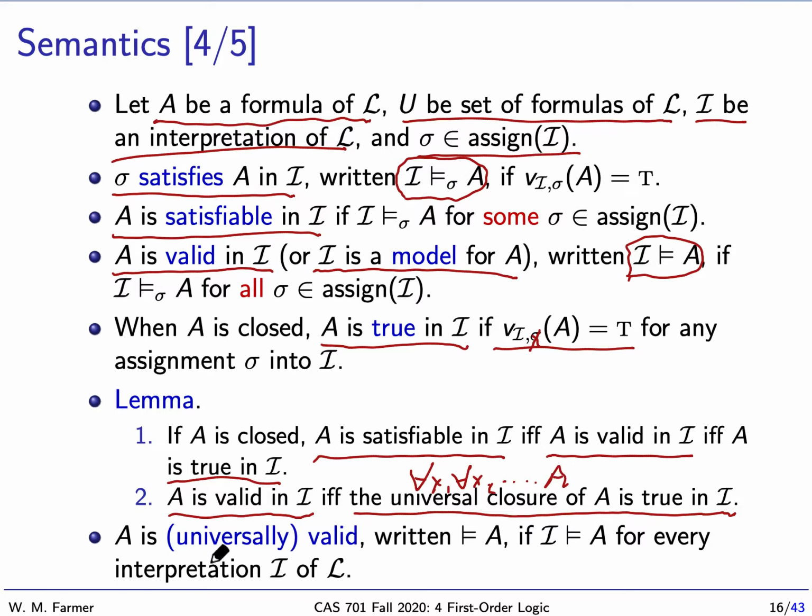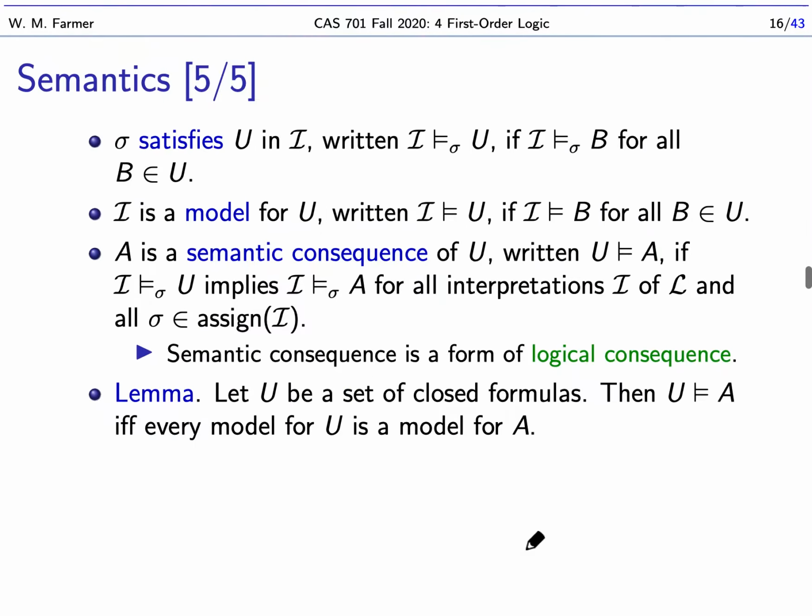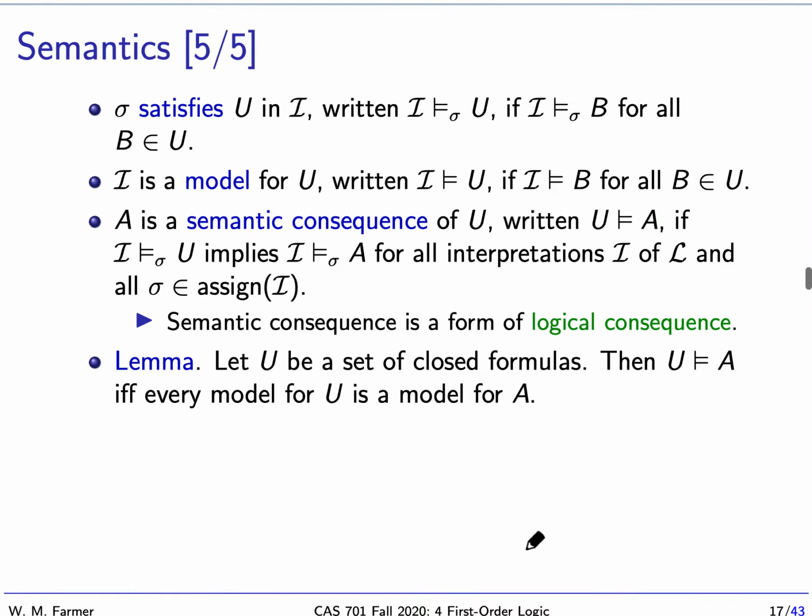And finally, we get the notion of being universally valid. Now notice up here, this was A is valid in an interpretation. Universally valid means it's valid in all interpretations. You write this. So a formula that's true no matter what interpretation you have, that is a formula we call valid, or sometimes people say universally valid.